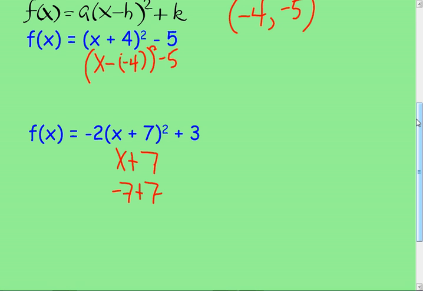So what's the x coordinate going to be? And what's the y value? Okay, do you get this one? So it's -7 and +3.